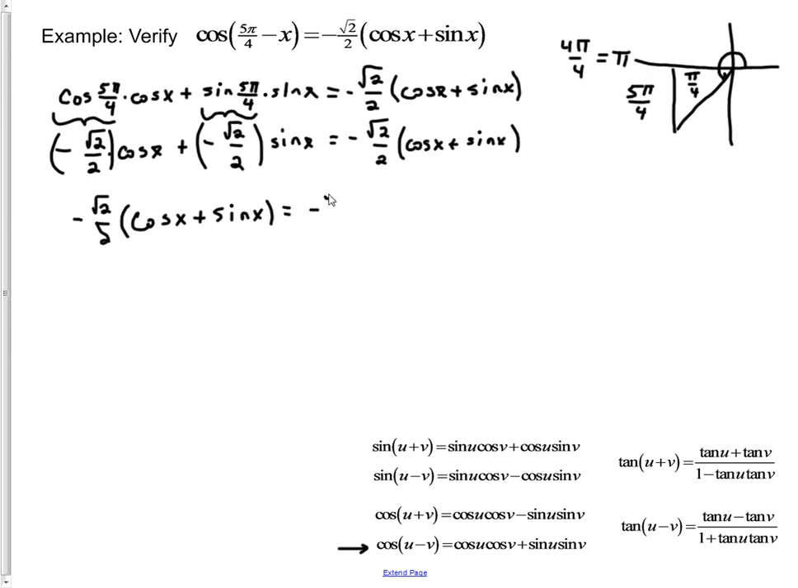And so our identity is now done. Verified.